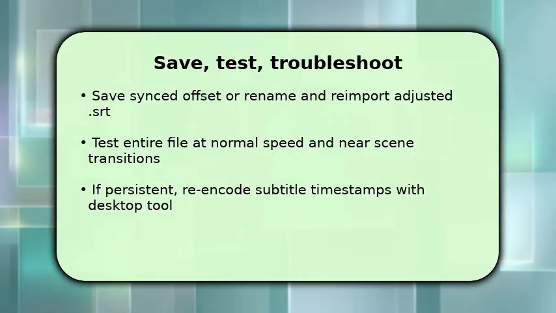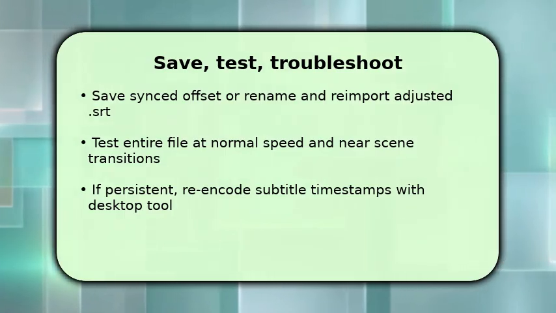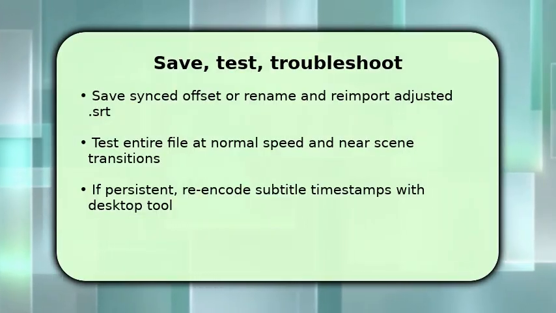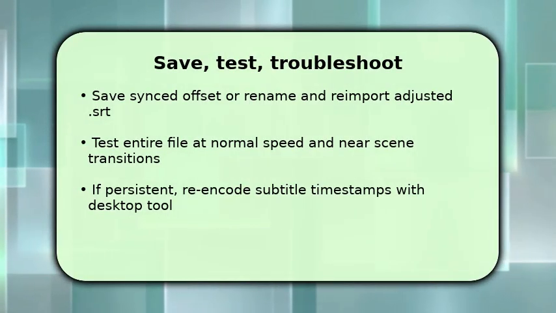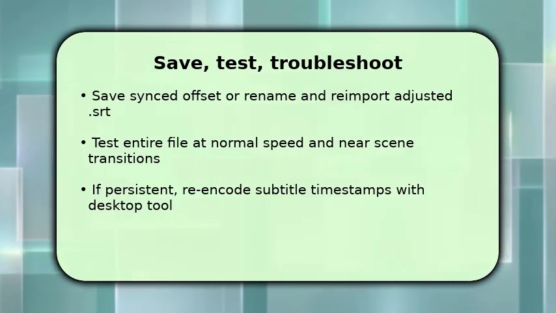Then watch several scenes at normal speed to ensure consistent sync across the file, because offsets can drift with different frame rates. If problems persist, transfer the video and subtitle to a desktop and shift timestamps with a subtitle editor. This fixes frame rate mismatch.